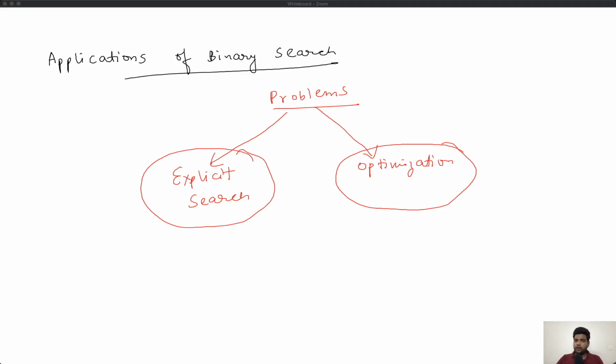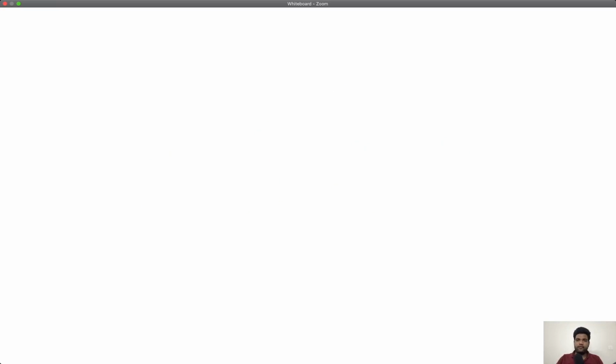Today, we want to focus on the first category. So problems wherein the problem statement explicitly gives you an explicit search. So let's begin. We will look at a couple of problems to drive home the key ideas.